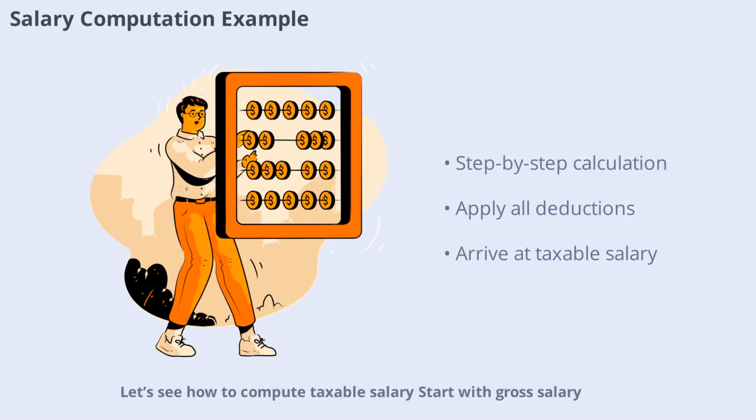See how to compute taxable salary. Start with gross salary, subtract the standard deduction, entertainment allowance, if applicable, and professional tax. The result is the taxable salary, which forms the basis for further tax calculations. This systematic approach ensures accuracy and compliance with the law.